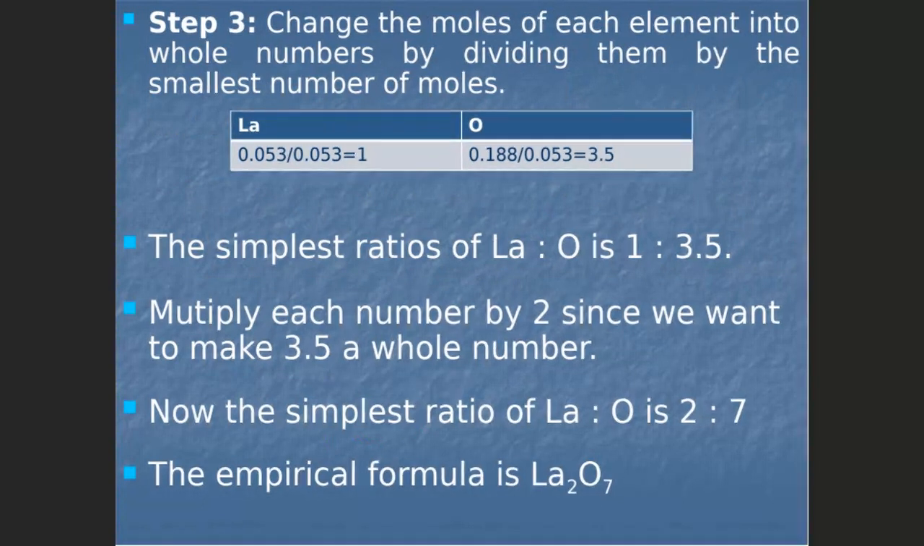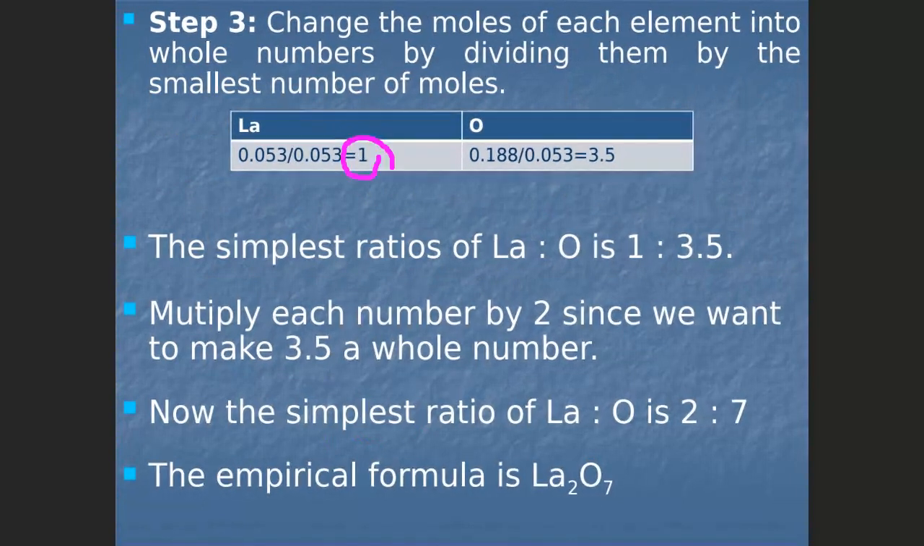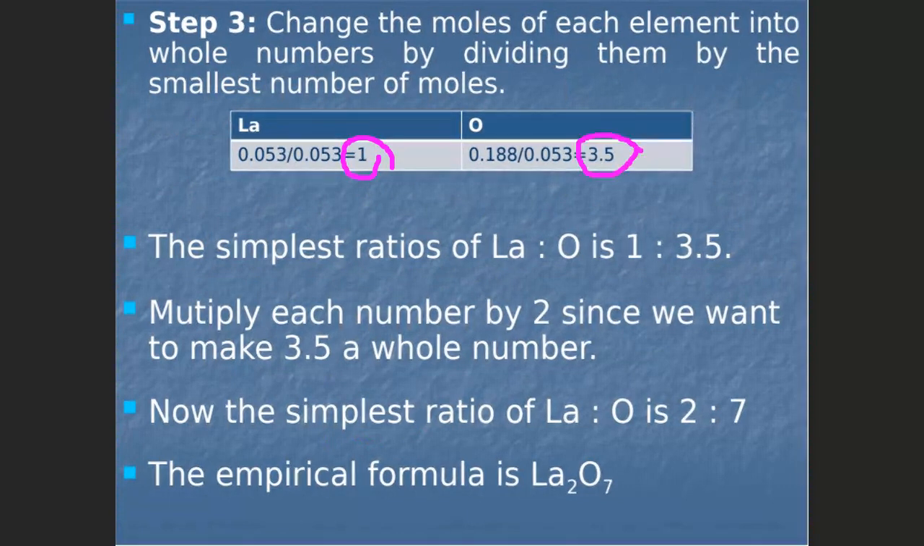And here, if you see, we find 1 and 3.5 oxygen. So in that case, we also need to multiply both by 2. Then you will find the 2:7. Got it? Yeah.